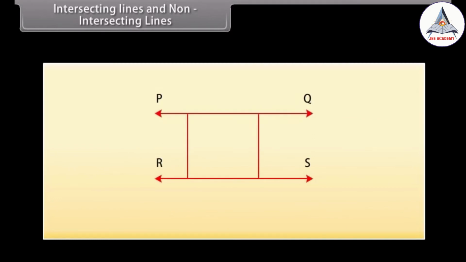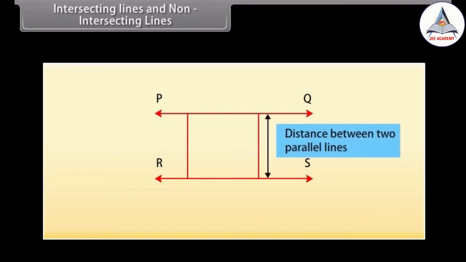And the length of the common perpendiculars at different points on these parallel lines is the same. This equal length is called the distance between two parallel lines.